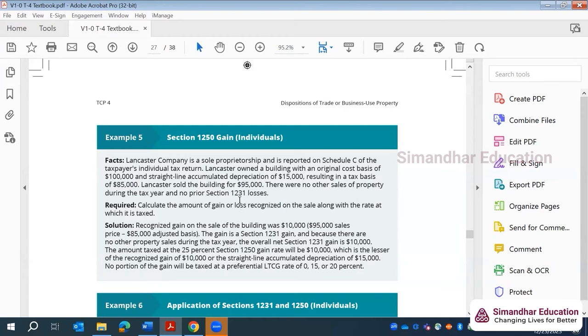Your purchase price was $100,000. You're selling it for $95,000. You still have a gain on this transaction of $10,000 because you depreciated the building for $15,000, right? Now, what does it say?